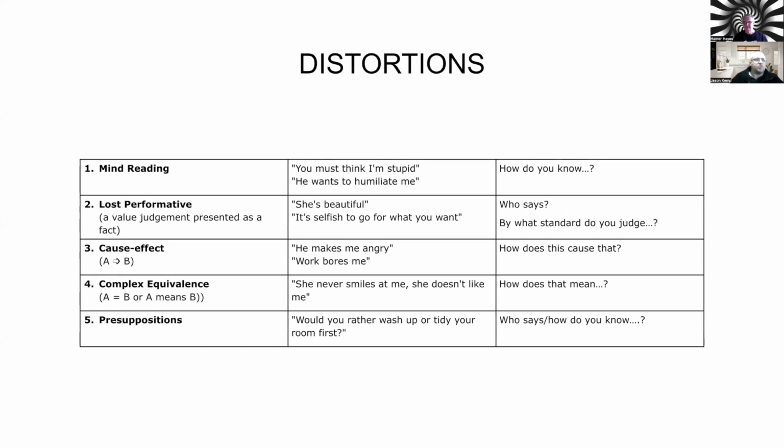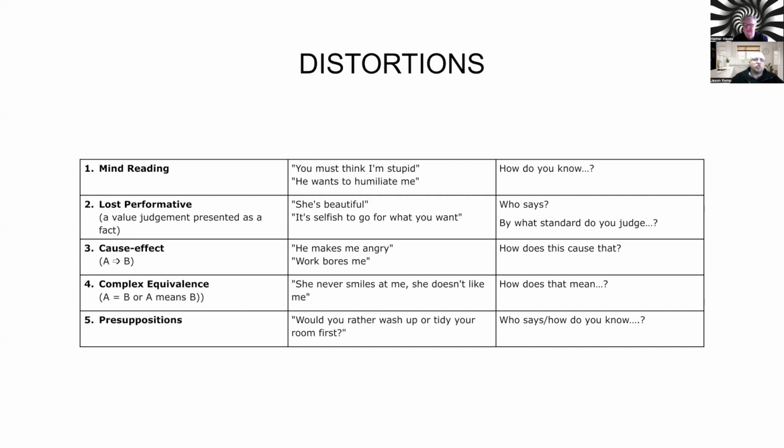The meta model consists of three parts. It came about because the guys that started NLP were modeling Virginia Satir, Milton Erickson and Fritz Perls to find how they got the results they were getting. And they discovered through these modeling exercises that we do three things. We delete, we distort, and we generalize.